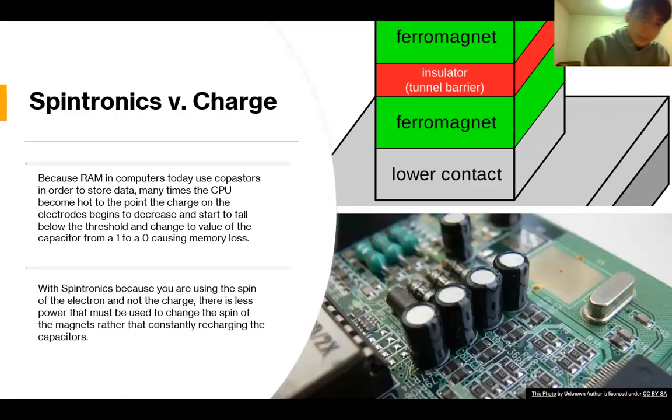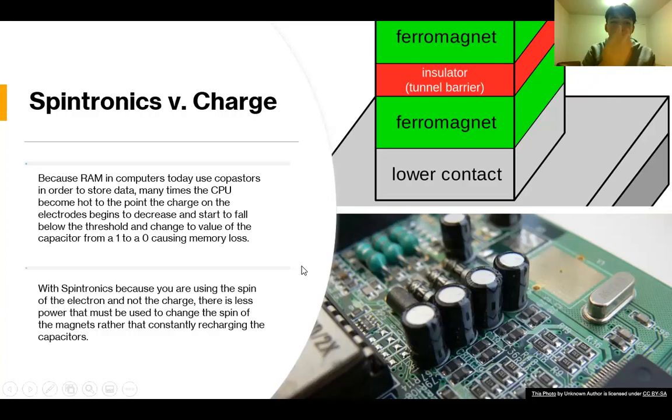Spintronics versus charge. Spintronics, I kind of said this earlier, deals with the spin of an electron rather than the charge of it. Because RAM in computers today use capacitors in order to store data, many times the CPU becomes hot to the point where the charge on the electrode begins to decrease and starts to fall below the threshold, and the charge value of the capacitor goes from 1 to 0, causing memory loss. I said electrode, that's just the name of the plate.